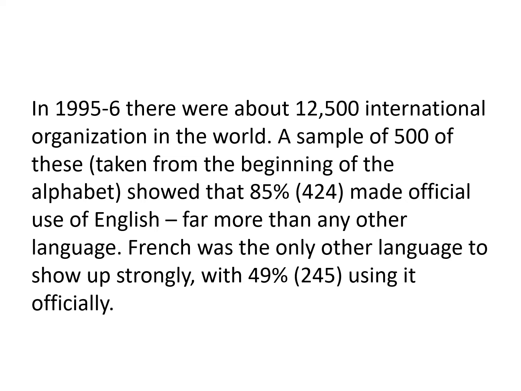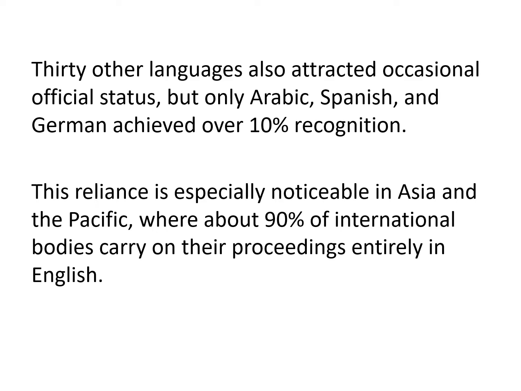In 1995-96, there were about 12,500 international organizations in the world. A sample of 500 of these made official use of English more than any other language. French was the only other language to show up strongly, with 49% using it officially. Thirty other languages also attracted occasional official status, but only Arabic, Spanish, and German achieved 10% recognition as a language of administration. This reliance is especially noticeable in Asia and the Pacific, where about 90% of international bodies carry on their proceedings entirely in English.